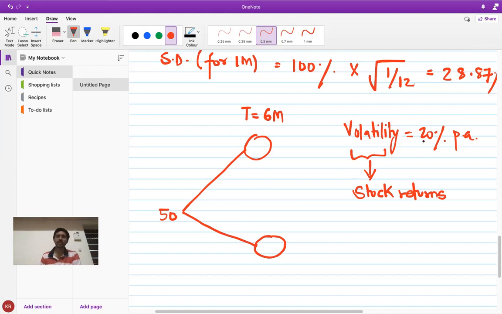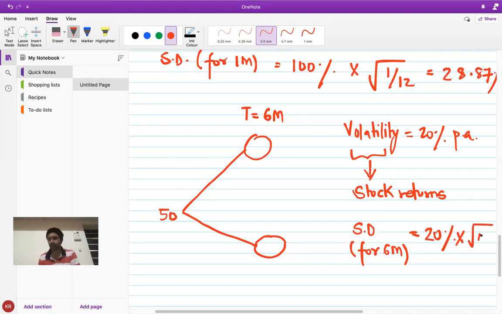The way this 20% needs to be interpreted is how much the stock price can move from today by the end of 6 months. Now, 20% per annum means SD for 1 year, but I need the volatility for 6 months. So the volatility for 6 months is 20% into square root of 6 by 12, just like we did earlier. 20% into square root of 0.5 is about 14.14%.